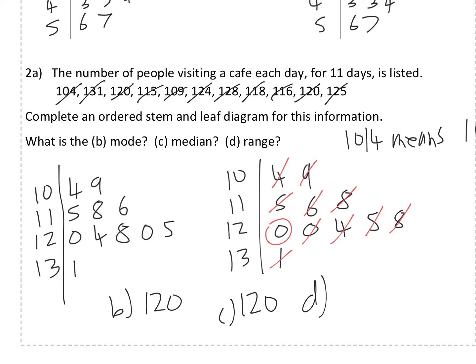Then the range is the biggest number, or the largest number, 131. Take away the smallest number, 104. So that calculation would give you 27.